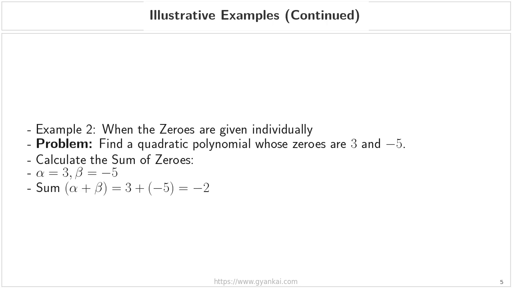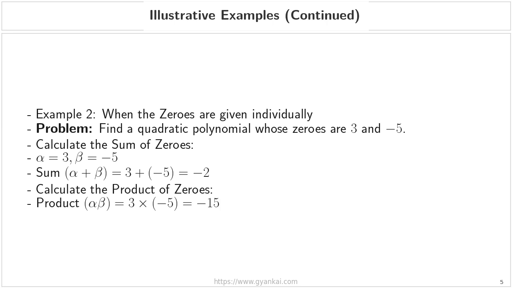To solve this, we'll follow the step-by-step procedure we discussed in the previous slide. First, we need to calculate the sum of the zeros. We'll let alpha be 3 and beta be -5. When we add 3 and -5 together, we get a sum of -2. Next, we need to find the product of these zeros. We multiply 3 by -5, which gives us -15.